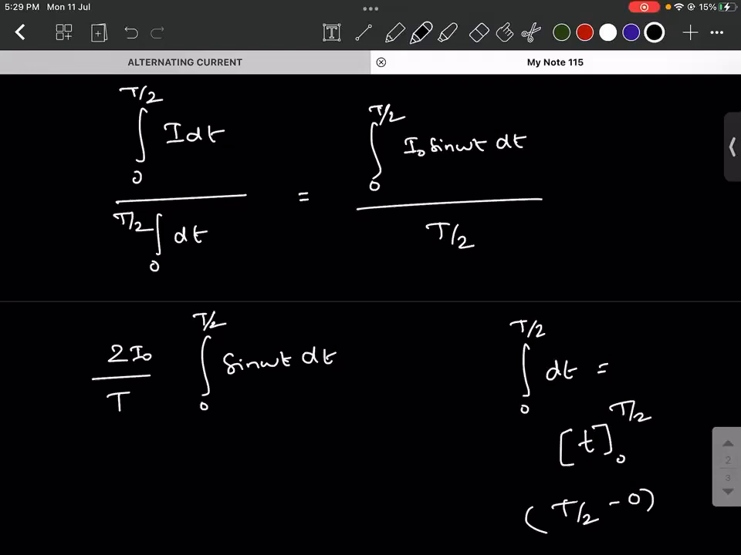Yes, sir. Okay. Now I'm giving you 2 minutes. I want you to solve and tell me what is the final value. You have to follow exactly the same steps which you did in the previous case. One hint: in the place of omega, substitute 2 pi by T.